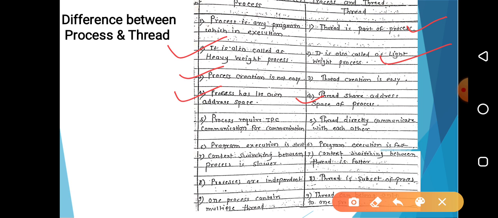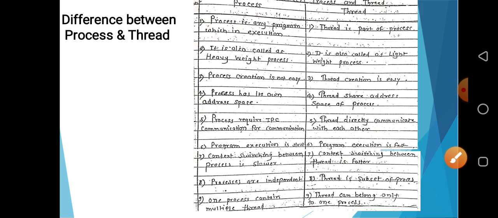IPC communication, which we have seen in part 2, is required for communication between processes, whereas threads communicate directly with each other. They don't require any such mechanism. Processes are independent, but obviously a thread is a part of process, therefore it depends upon the process. One process contains multiple threads, whereas we can't say that multiple threads contain one process. This is the difference between process and thread.